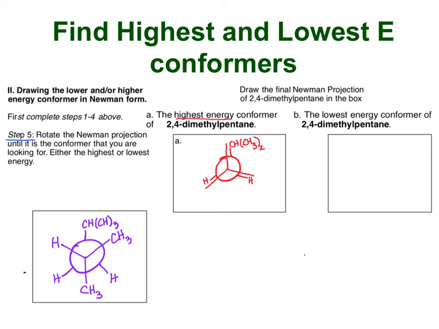So what's my biggest group in the front? Right, it's going to be a CH3. So it doesn't matter which one you pick, we're just going to write a CH3 there. All right, so then we want to put our two smallest groups together.